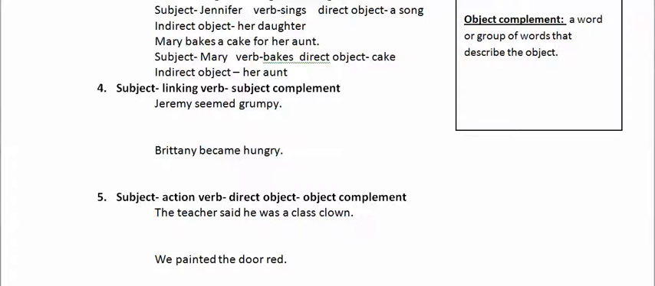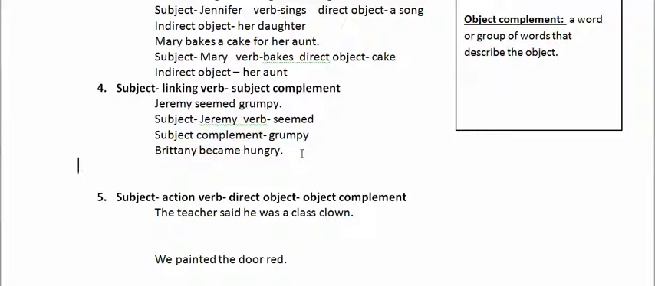So in this sentence, Jeremy seemed grumpy. Jeremy is the subject. Seemed is a linking verb because it could also be replaced with the verb to be. I could also say Jeremy was grumpy. And then the subject complement is the word grumpy. Grumpy is describing the subject, which is Jeremy.